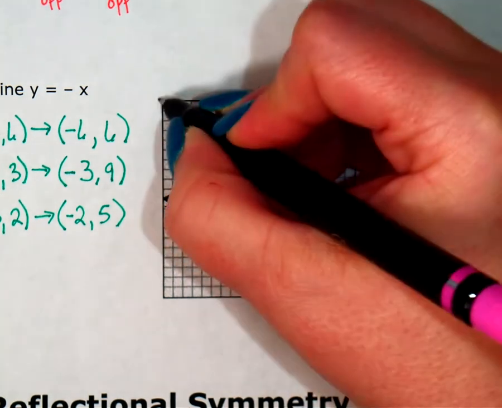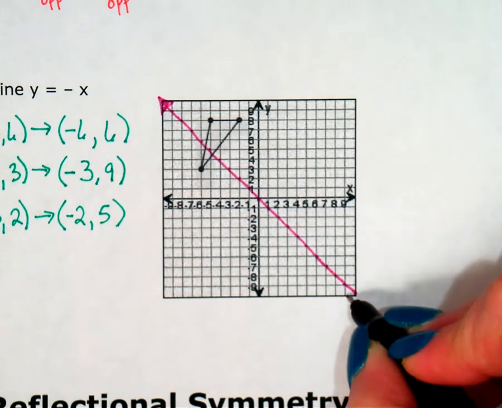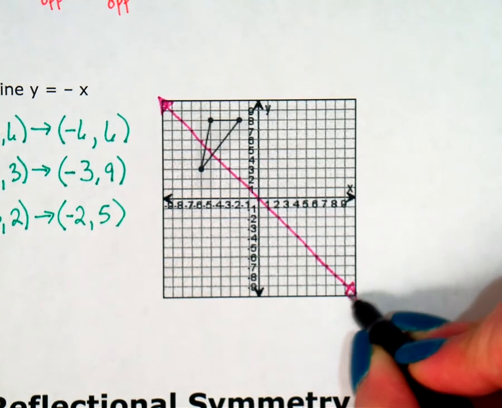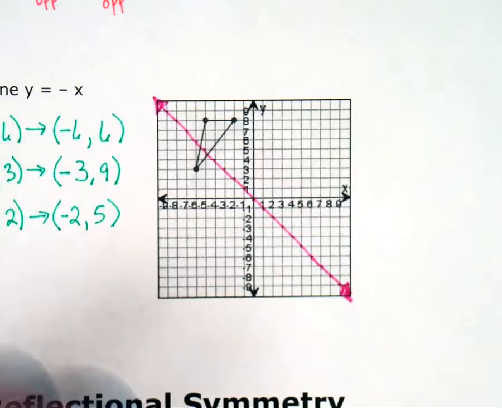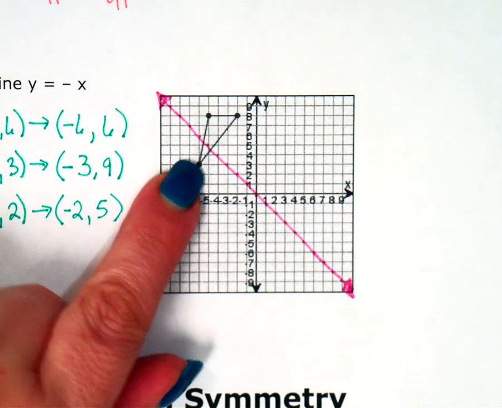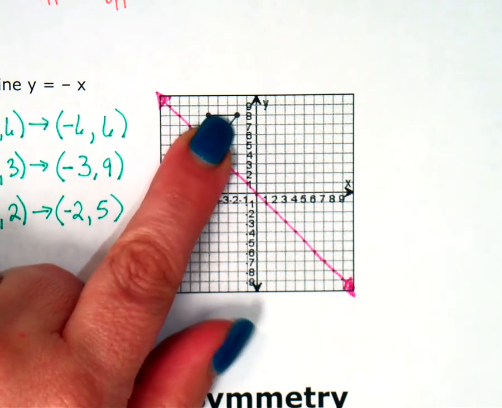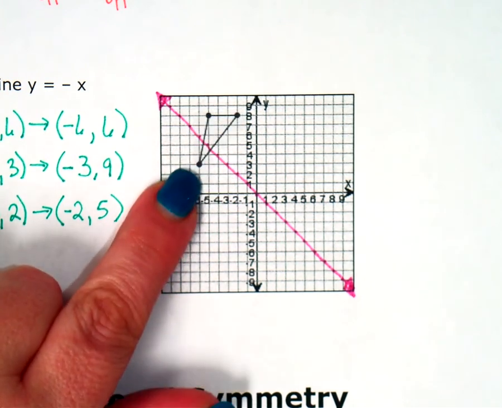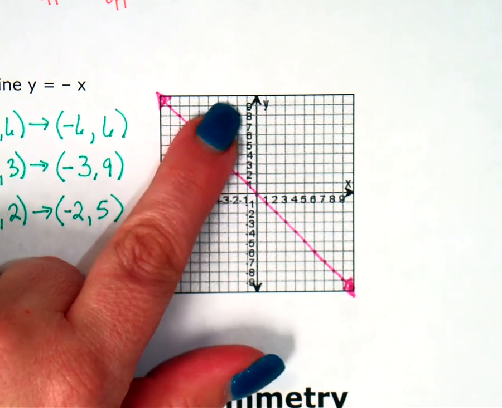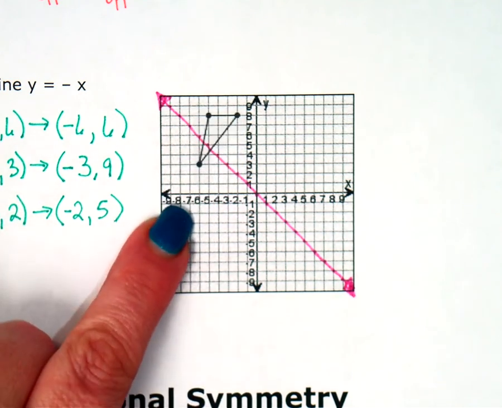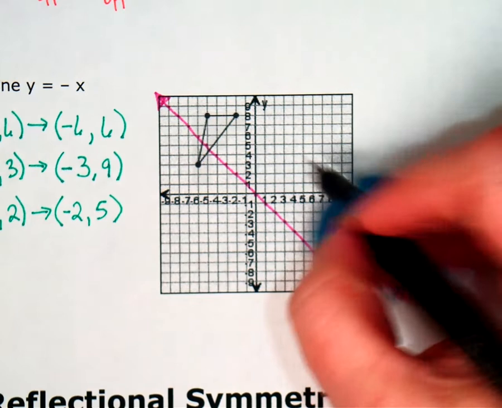Okay, so here is my y equals negative x. Now what's interesting is I see I have one point that's underneath the line and 2 points that are above the line. So when I reflect, the point that's below it is going to end up on the other side, and the 2 points that are above it are going to end up underneath it. Okay, so let's check and see how that works.